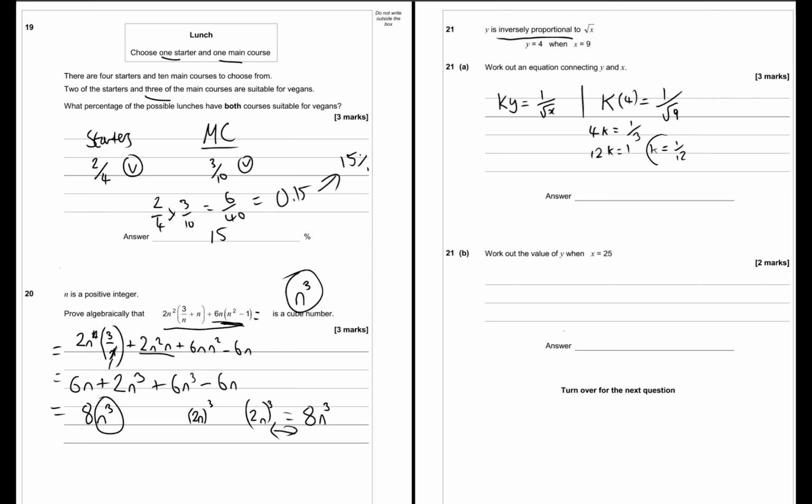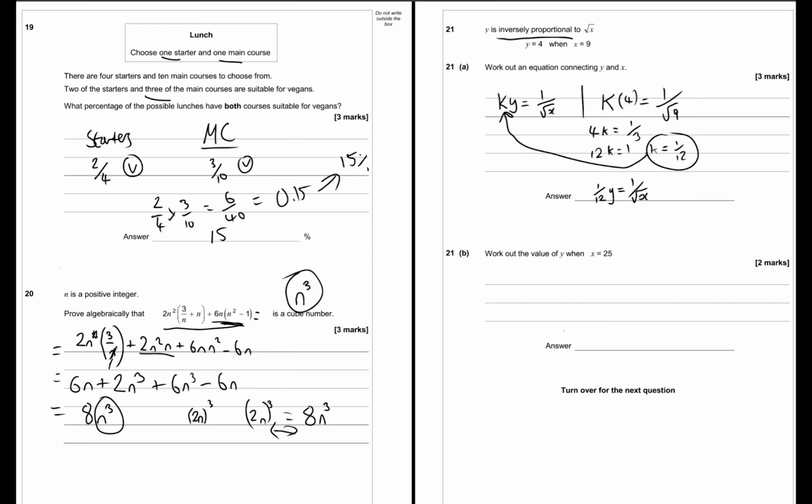So we can substitute this k back into here, and we're going to get our answer. So y is equal to 12 over root x. And that's it for 21a.